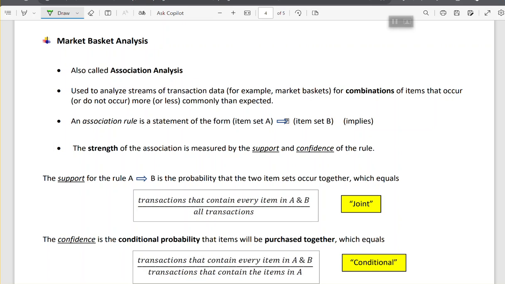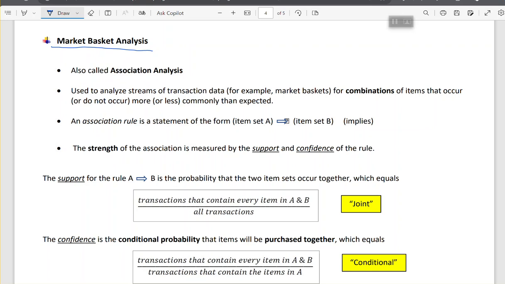All right, so let's continue with another application of probabilities in data mining, which is called the market basket analysis. What is the market basket analysis? Actually, it is also called the association analysis. We are trying to find out how strong the association is between two sets of items.